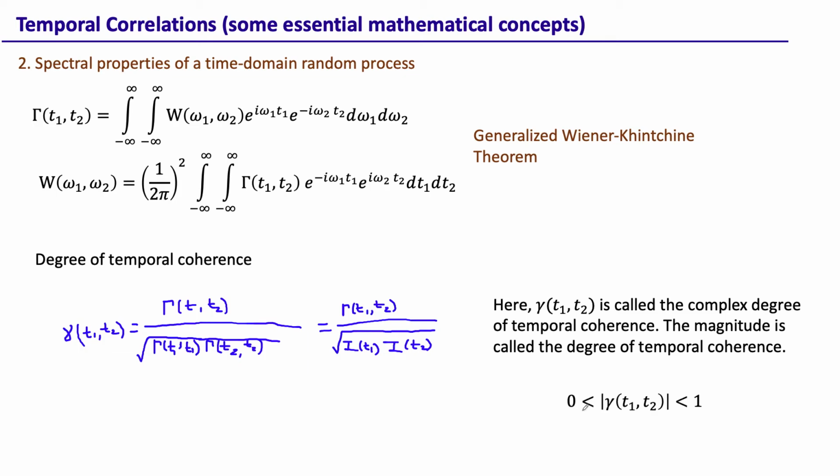And of course, the magnitude of this degree of temporal coherence gamma(t1, t2) has to lie between 0 and 1. 0 means no correlation between the field points at t1 and t2. 1 means perfect correlation between field points at t1 and t2. And this function we will study in more detail when we actually do examples of fields.